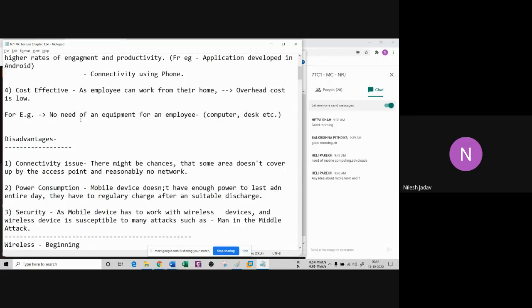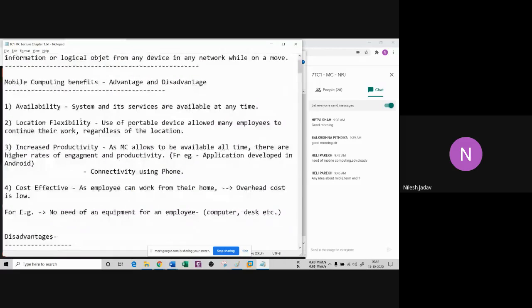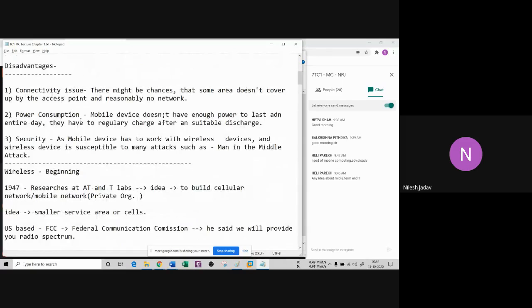So do you find any problem in the four advantages and three disadvantages? Any issue in this?